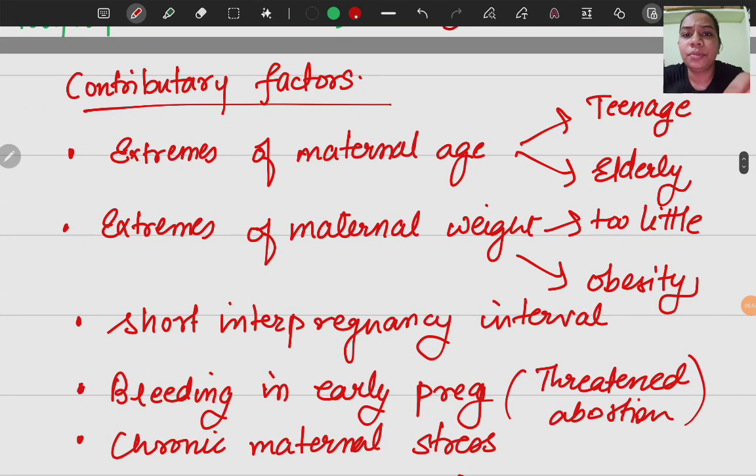What are the contributory factors in preterm labor? Contributory factors in preterm labor are extremes of the maternal age. So if the maternal age is teenage, extremely low age means less age for pregnancy, or extremely elderly, these two are the extremes of the age, so this may be a contributory factor. Extremes of the maternal weight: if there is too little weight gain, and if more weight gain is there, that is obesity, so these two are also contributory factors.